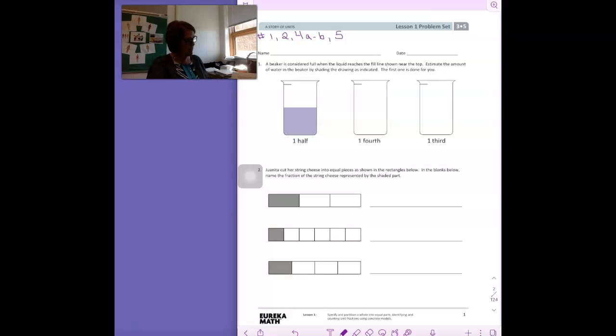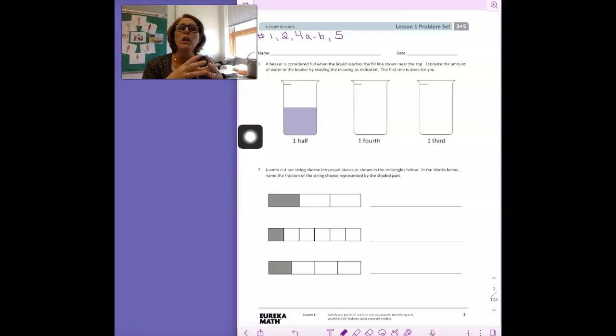Specifically, the name of the unit is Fractions as Numbers on the Number Line. So we're going to be talking about fractions and fractions on a number line. A fraction is a number, and it's a part of a whole. We're going to be talking about fractional parts. Specifically today, we are talking about unit fractions, so one part of a larger whole.